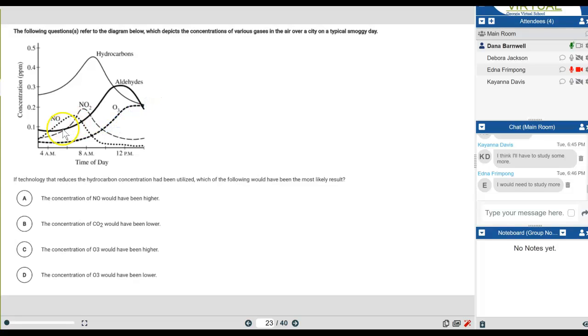So in this question, technology that reduces the hydrocarbon component, this part right here, has been utilized. If we can reduce the VOC component by utilizing catalytic converters, or by designing cars that don't burn fossil fuels, if we can use technology to reduce that hydrocarbon concentration, which of the following would be the most likely result? Hopefully you see that we would see lower ozone, lower tropospheric ozone, as a result.